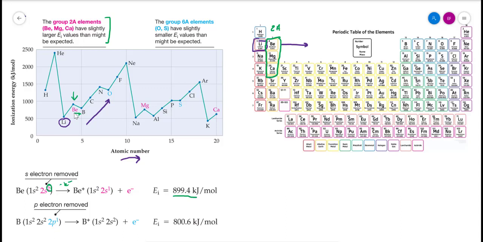But if we compare that to boron, so we hop over into the p group now, you can see that the electron configuration, as expected, would be exactly the same, except we've got that extra electron out in the first 2p orbital. Now, when we want to remove that same one electron, it takes a little bit less energy, right? Almost 100 kilojoules per mole less energy.